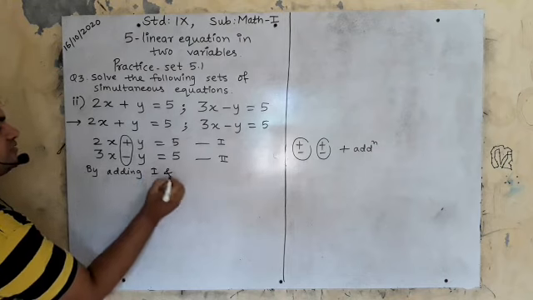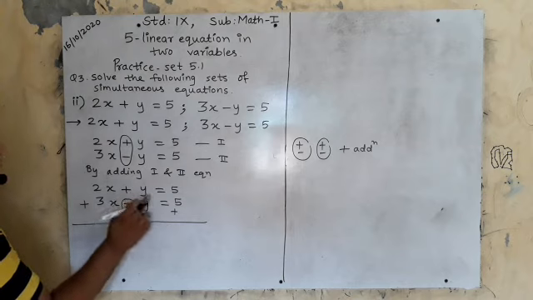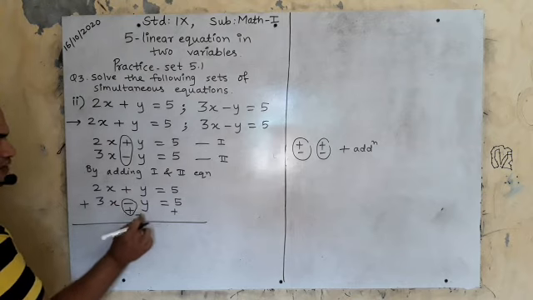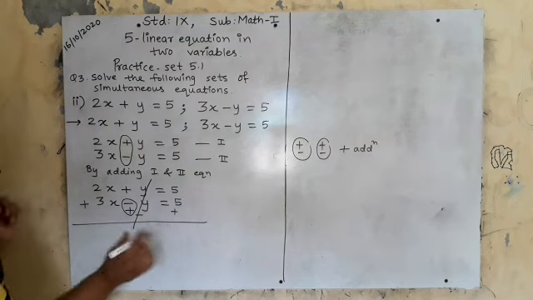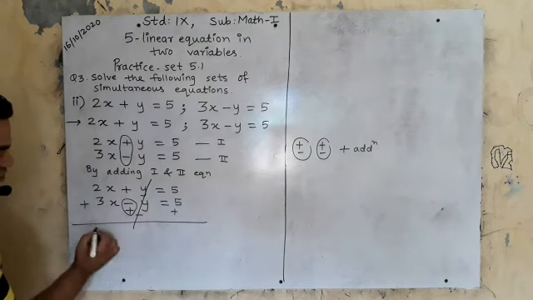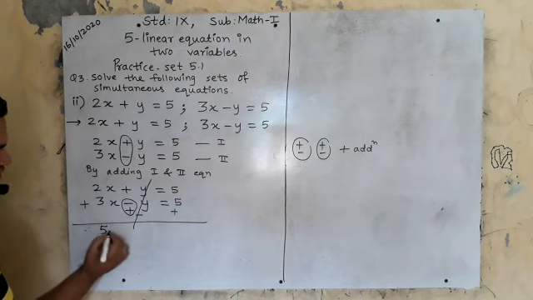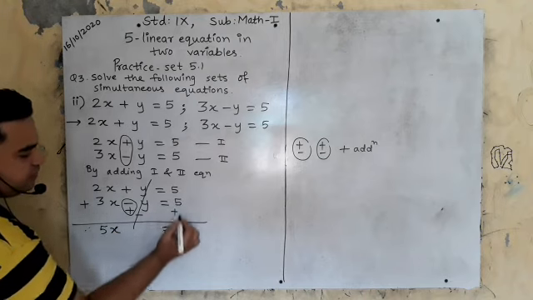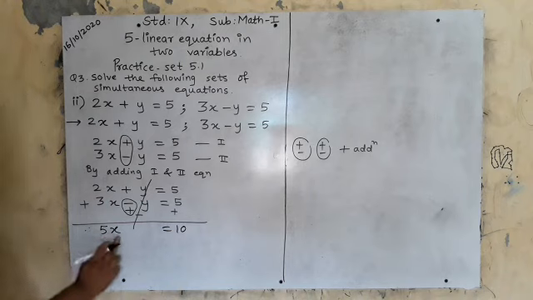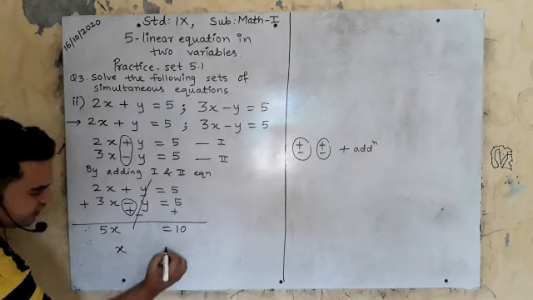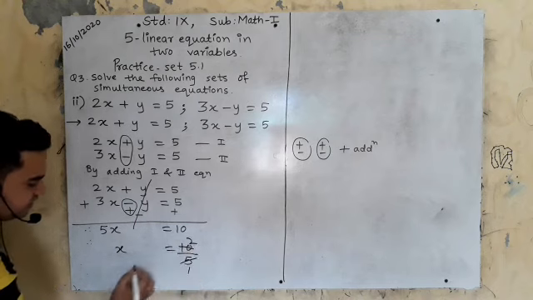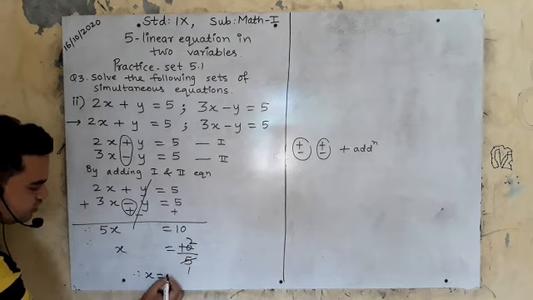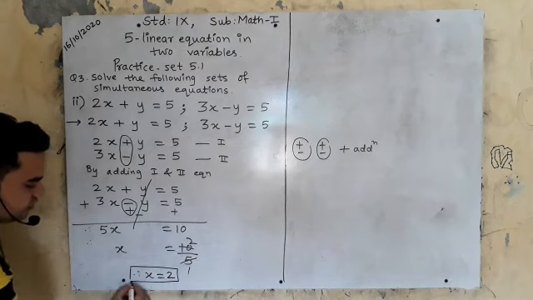Now tell me who will win here? This plus minus, who will win? Minus, right? So this is plus y. The upper one is positive y and the below one is negative y. So this variable will eliminate, can cancel. 2x plus 3x, how much? 5x is equals to 5 plus 5, how much? 10. Now 5 and x is having multiplication. So 5 will go there, it will divide. So therefore x is equals to 10 upon 5. 5 ones are 5, 5 twos are 10. Therefore x is equals to 2. You got x is equals to 2.